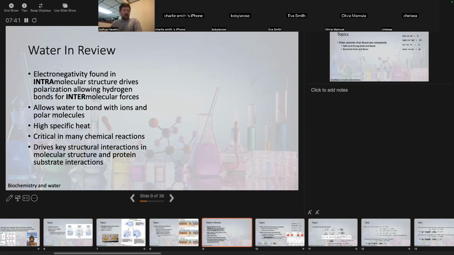And then the structure of water and the polarity of water also drives key structural interactions in molecules, proteins, and substrate interactions, right? That'll come up again once we start talking about primary, secondary, tertiary structure in proteins. And we had a slide in the previous slide deck from last week about how water can impact how ligands interact with enzymes. So before we go into the next stuff, does anyone have any questions about basic stuff about water?